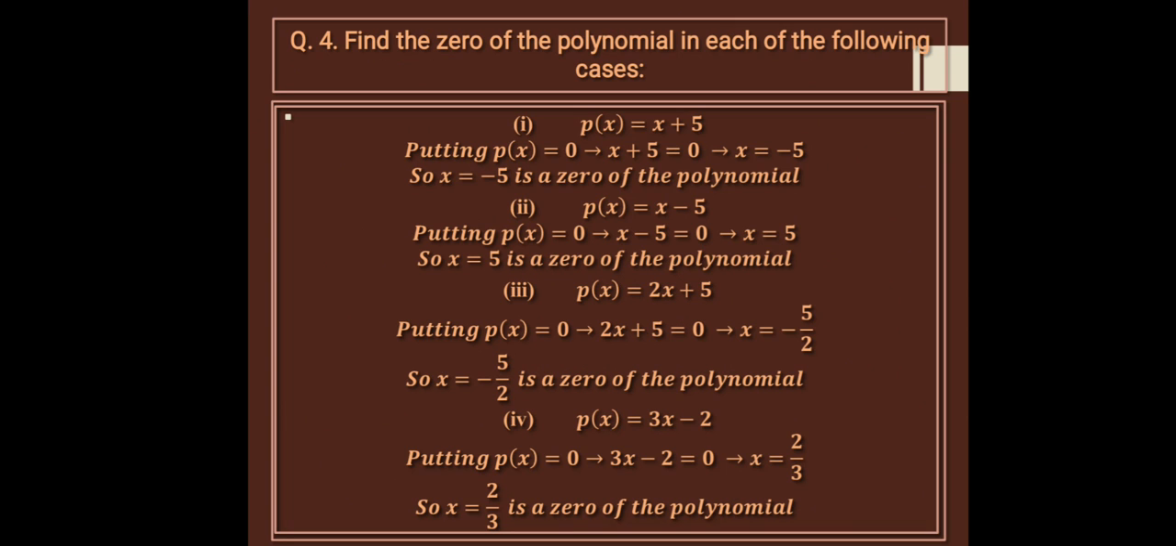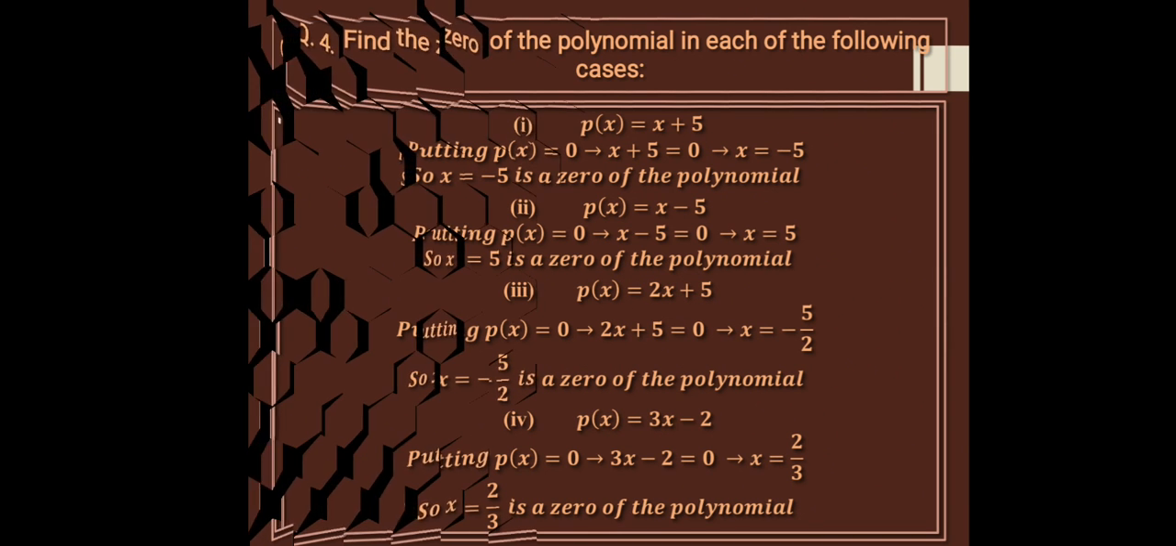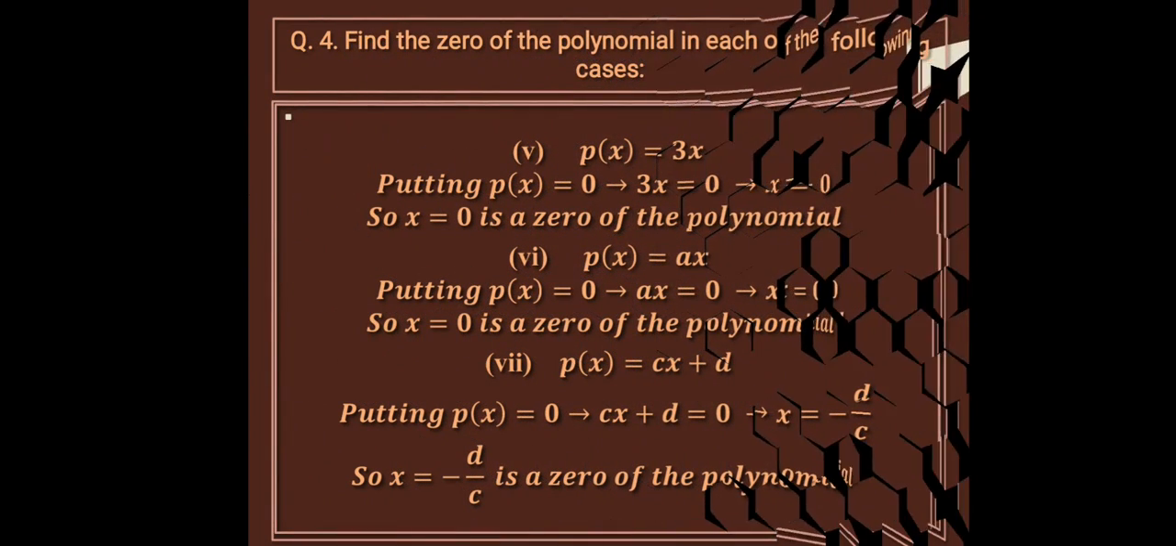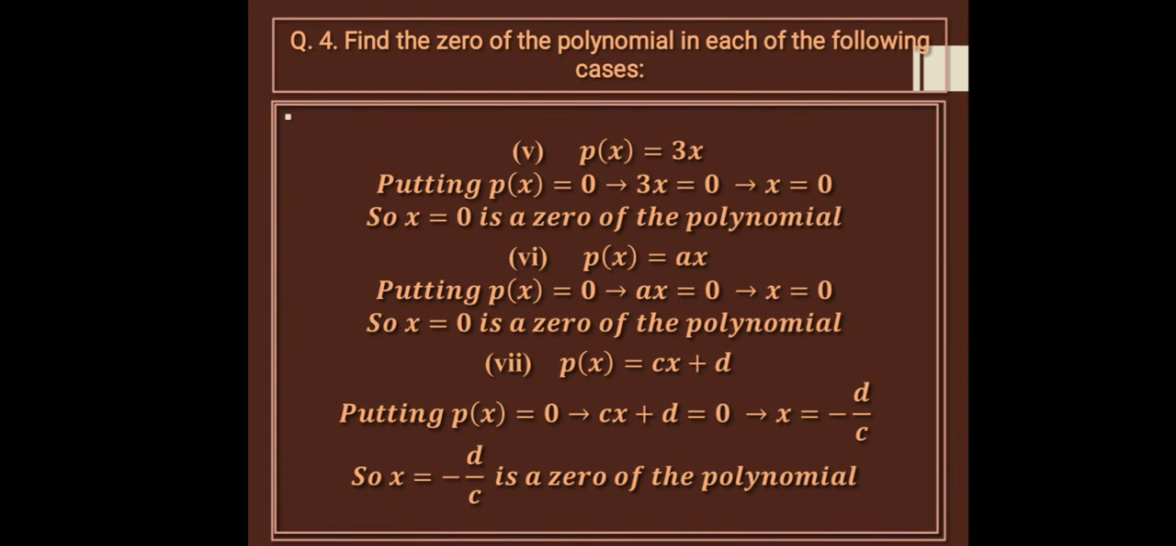So x equal to 5 is a zero of the polynomial. In the third, 2x plus 5 equal to 0. So x equals minus 5 upon 2. So this is a zero of the polynomial. In the next, again 3x minus 2 equal to 0. So x equals 2 upon 3. So this is a zero of the polynomial. Now in the next question also, it's very simple. 3x equal to 0, because here you need to find the zero of the polynomial. So x equals 0. So this is the zero of the polynomial.